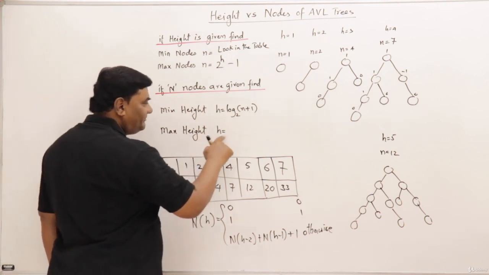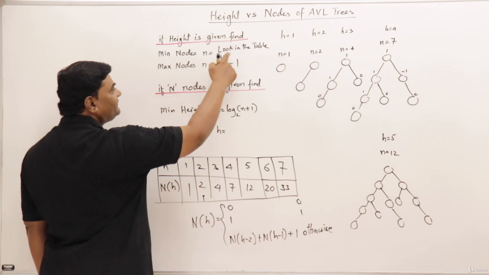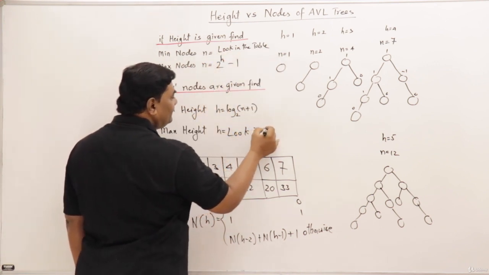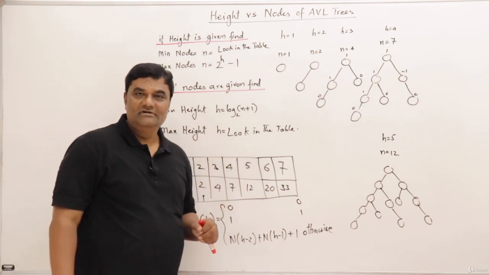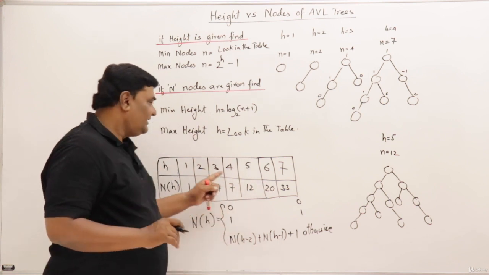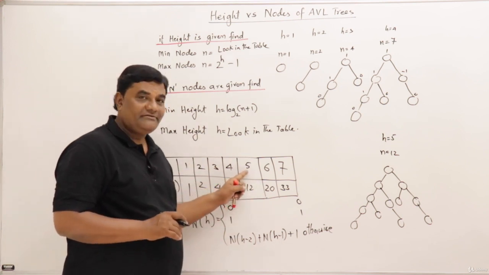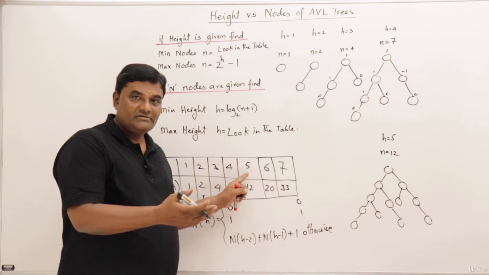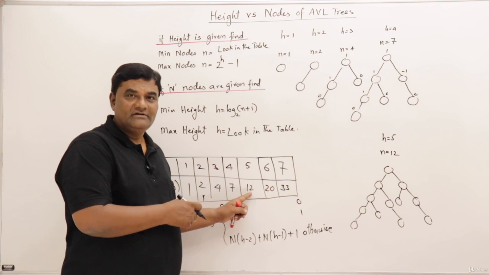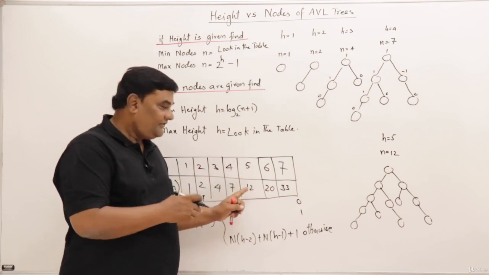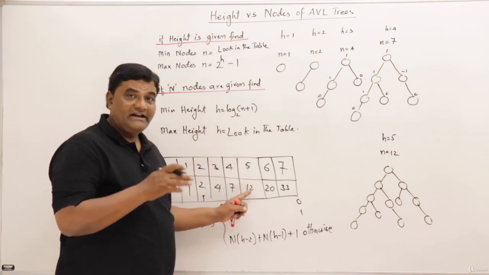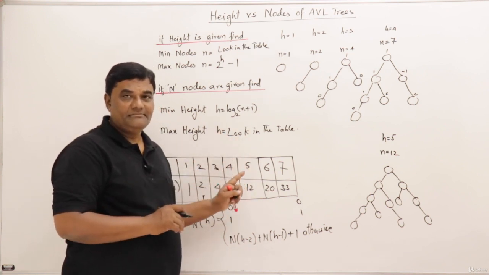Then what about maximum height? This comes from the minimum nodes formula. There it is, look on the table. So here also look in the table. You have to look into the table. How? Let me give an example. If I have 12 nodes, then what is the maximum height? 5. If I have 13 nodes, 13 is less than 20. So this side only, here only. 13 nodes also 5. 15 nodes, 5 only. Maximum height, 5. 19 nodes, height is 5 maximum.